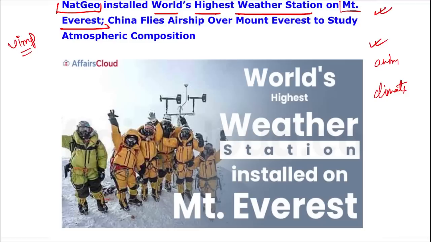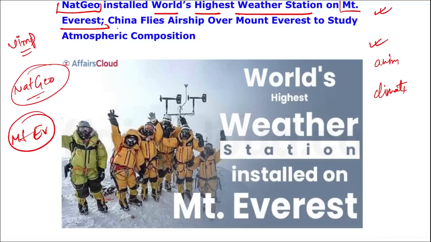This is important news. I am saying again and again. Remember, Nat Geo is the organization that has set up the world's highest weather station. And where was this set up? At Mount Everest. Another news that you need to remember is that China has flown an airship over the Mount Everest to study the atmospheric compositions there. So these are the two news you should remember. As you can see, here is the team of scientists who has set up the world's highest weather station on Mount Everest.